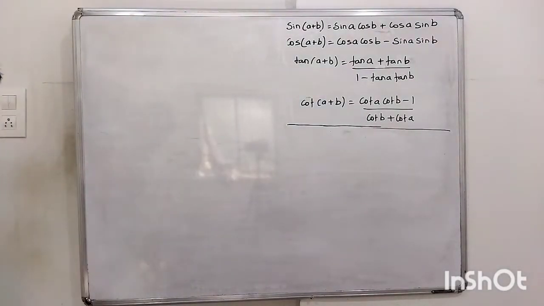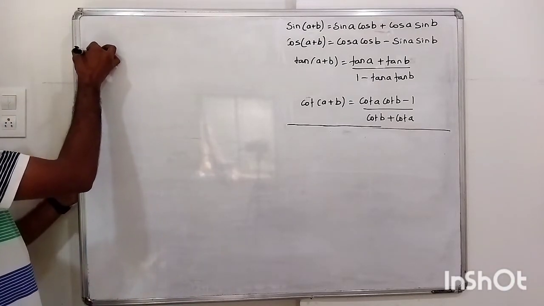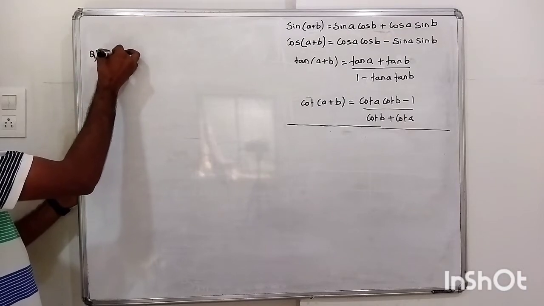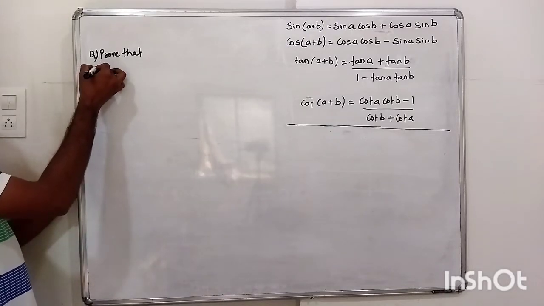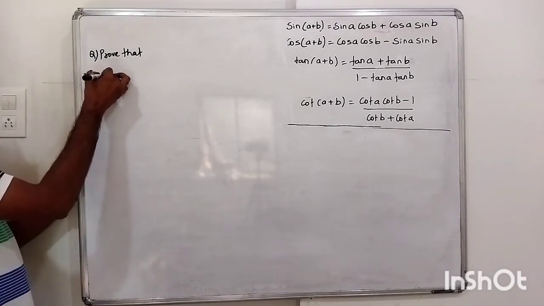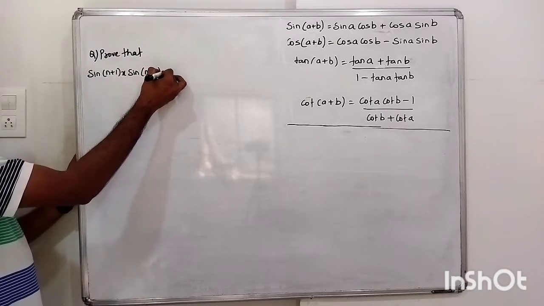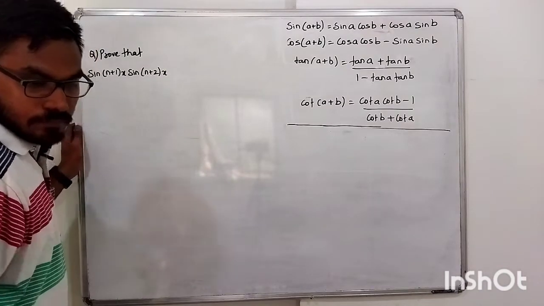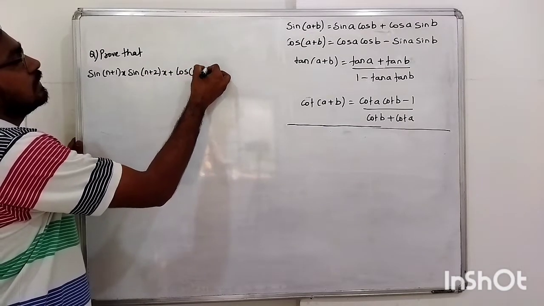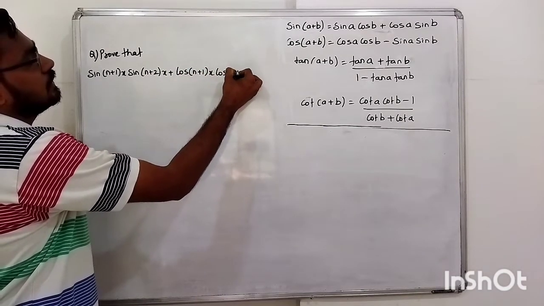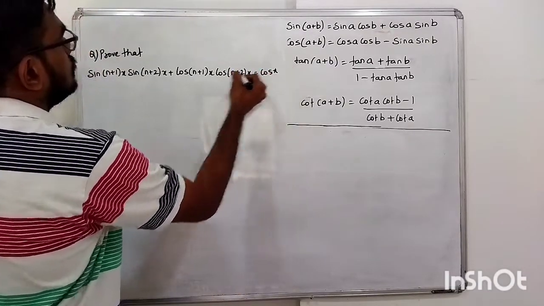One more problem we have like this. Prove that sin (n plus 1) x into sin (n plus 2) x plus cos (n plus 1) x into cos (n plus 2) x is equal to cos x. This we have to prove.